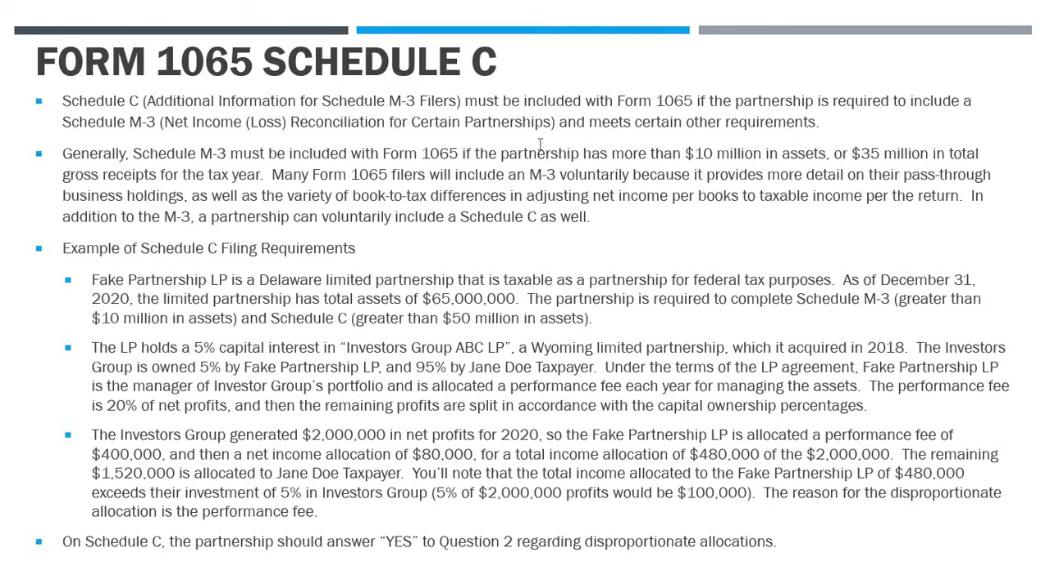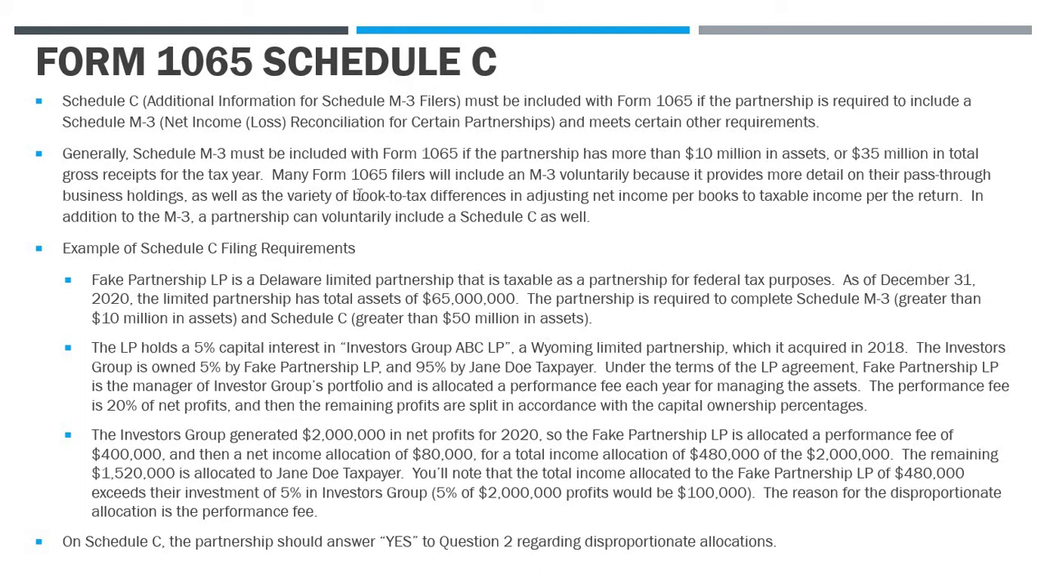An M3 is a net income or loss reconciliation for certain partnerships. It's basically an expanded version of the M1. And so if you need an M3 because you're a large partnership and you meet additional thresholds, then you'll need a Schedule C as well. Okay, so M3s are generally included if a partnership has more than 10 million in assets or 35 million in gross receipts for the year.